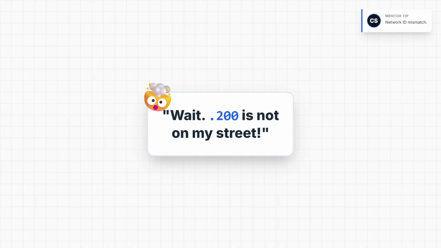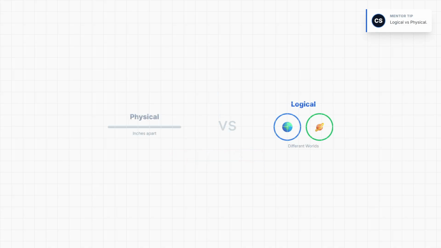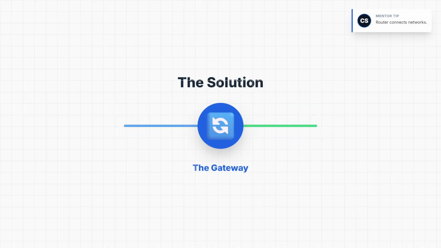When Computer A tries to send a message to Computer B, it checks its subnet mask. It does the math, and it realizes, wait a minute, .200 is not on my street. It is on the other side of the wall. Computer A will logically refuse to talk to Computer B directly. It considers it a stranger. It considers it a remote device. Even though they are inches apart, logically they are in different universes. To make them talk, you would need to buy a router to carry the message up and over the wall.